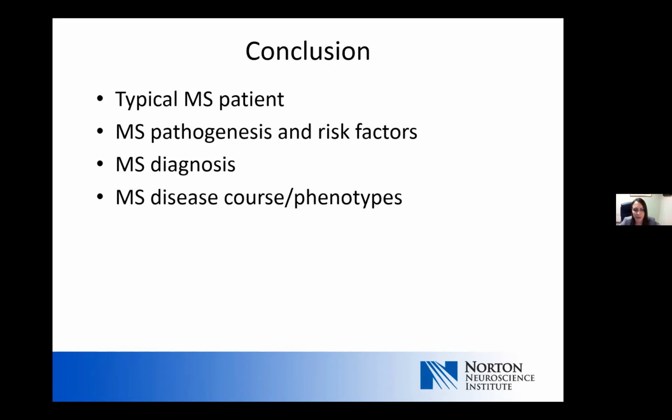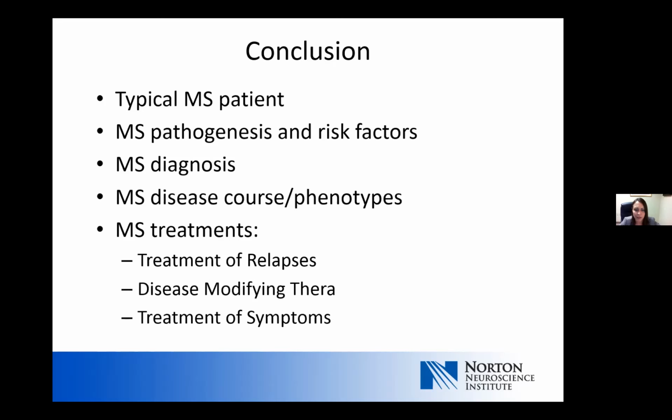We talked about some of the MS treatments, and we talked about the treatment of relapses, so with steroids or with other things like ACTH or plasmapheresis. We talked a little bit about the disease-modifying therapies and all of the different types, the shots, pills, and the infusions or IV therapies. And then we talked a little bit about the treatment of symptoms.